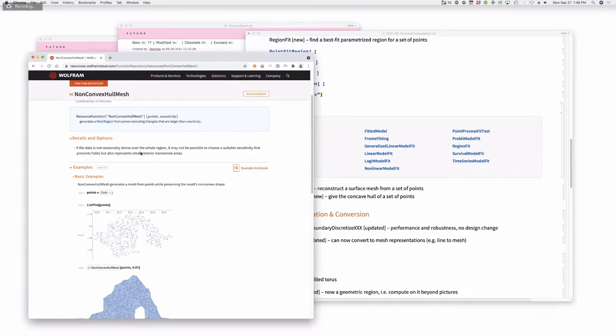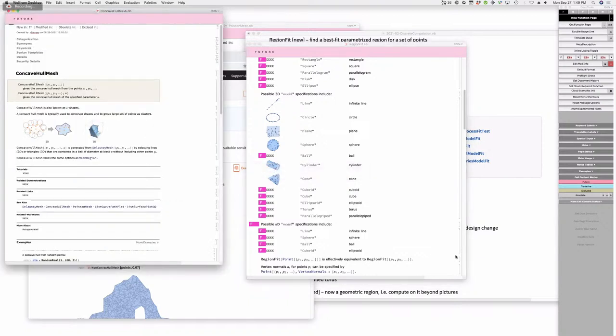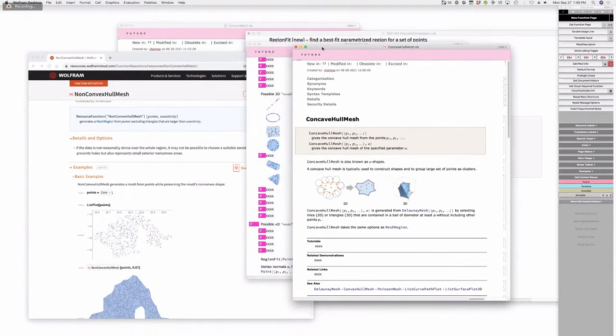I have been a fairly serious user of non-convex hull mesh, and I can tell you that its sensitivity parameter is fairly important. You come to that next. That's concave hull mesh, which is different. I know, I'm jumping ahead to that. We don't call it a sensitivity parameter. It's actually the alpha shape, where alpha is the size of the ball from the reconstruction technique.